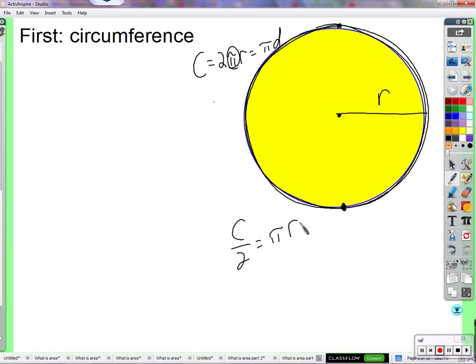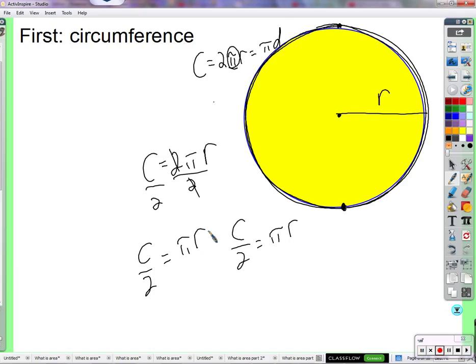You guys doing things like that? You have equations? Divide both sides by 2, add 3 to both sides, that kind of thing? Done that before? Pretty sure you have, because on the test it looks like a lot of you have. So if I take this equation, c equals 2 pi r, divide both sides by 2, so half of the circumference is equal to, well, these cancel each other out, pi r.